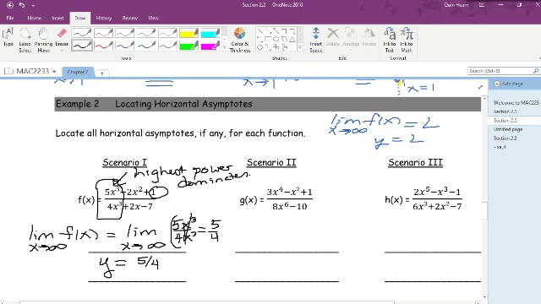Now, you could have also found the limit as x goes to negative infinity, but notice that since the x values cancel out, it's not going to have any effect on the result. It would still be 5/4. Let's look at another example. Scenario 2, the highest degree terms are what we're going to focus in on.